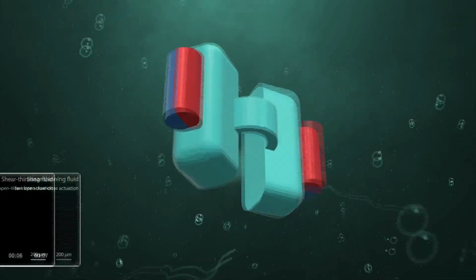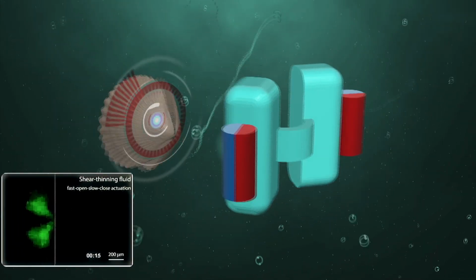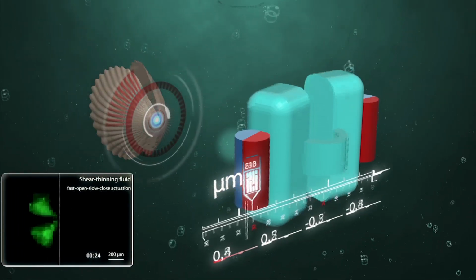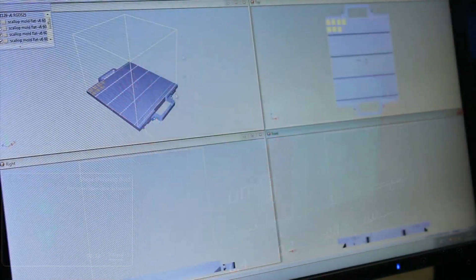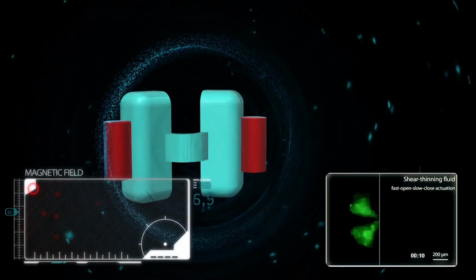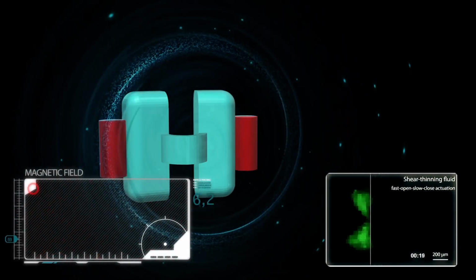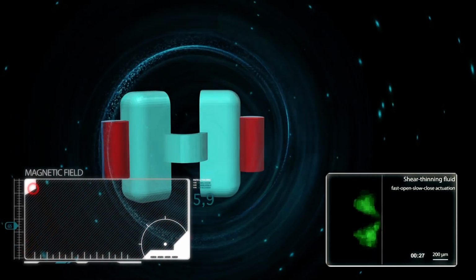Here's the microswimmer that we built in the shape of a scallop. The width of the scallop is about 300 microns. It is made by first 3D printing a hard mold and then micromolding the scallop shell with soft polymer material. The opening and closing of the scallop is controlled by an external magnetic field, which allows precise modulation of the opening and closing speeds.